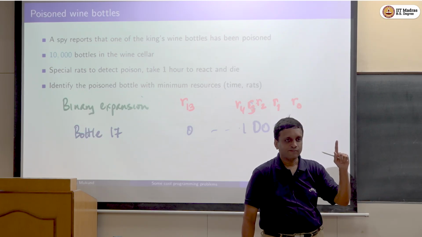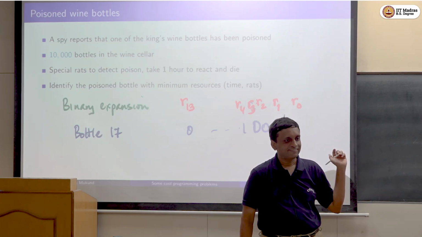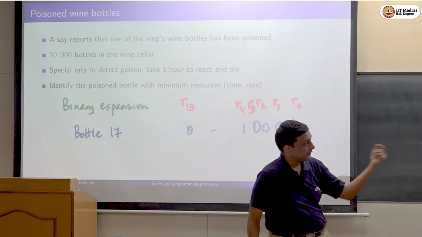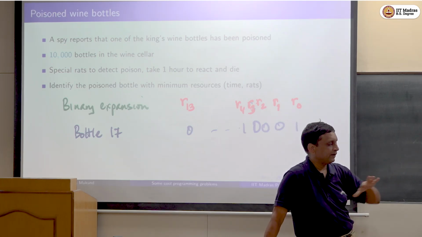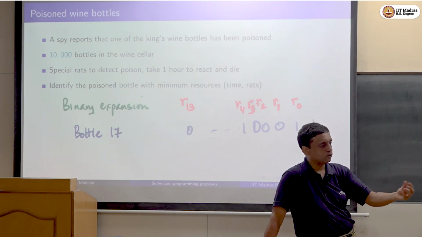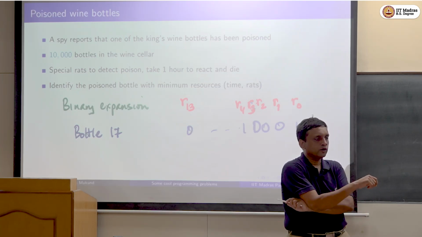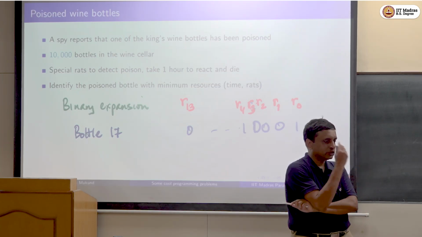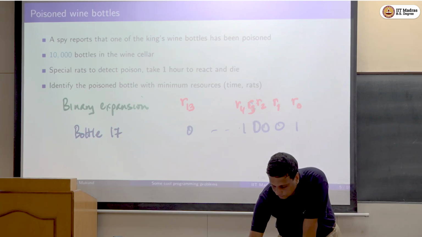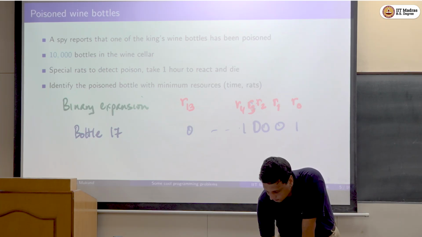1 hour, 14 rats. No, I write out the binary expansion. I have assembled these 14 rats and they have some 14 bowls in front of them. So I go to the rat corresponding to bit 0 and bit 4, wherever this number has a 1. So supposing I take another number like bottle, say 21. Okay, so that will be 10101.